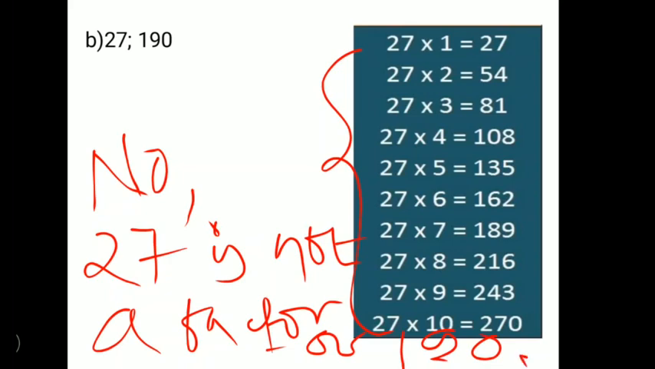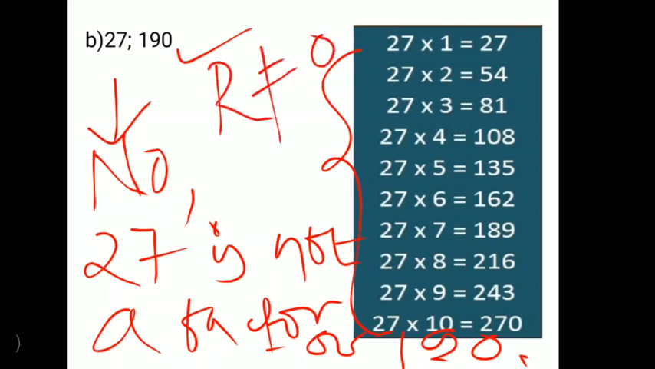Alright students, I hope you have understood this. Why is 27 not a factor of 190? Because while dividing 190 by 27, you didn't get the remainder 0. You got a remainder that was greater than 0, that is, not equal to 0. So we can write 27 is not a factor of 190.